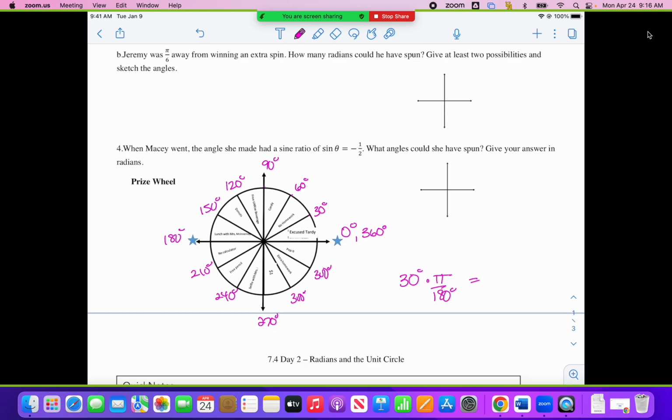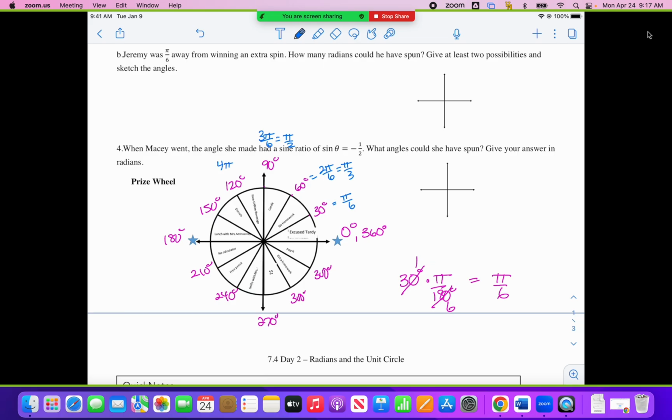What does that reduce to? 60 goes into, no, 60 doesn't go into both. It's pi over 6. Okay, yeah, 30 goes into both, so you're getting your 6 there. So I'm going to use a different color so you can see this. So this in radians is pi over 6. Do you understand that's 2 pi over 6, which reduces to pi over 3? This is 3 pi over 6, which reduces to pi over 2.